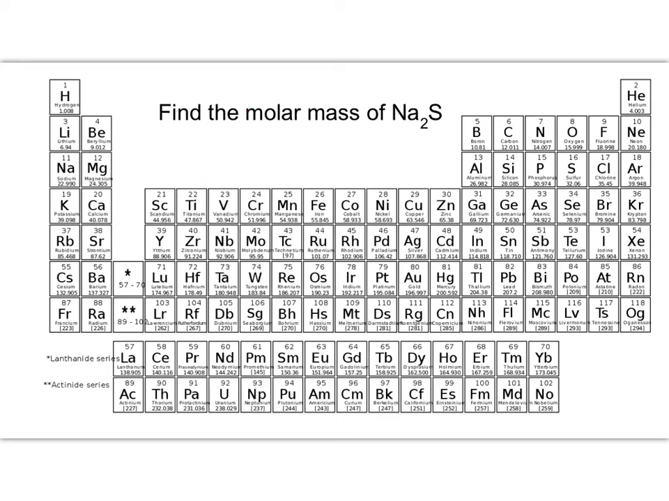What is the molar mass of sodium sulfate, Na2S? Okay, sodium is 23. Because of the subscript, that's times 2, so that equals 46, plus sulfur, which has a mass of 32, means the mass of the compound is 78 grams per mole.